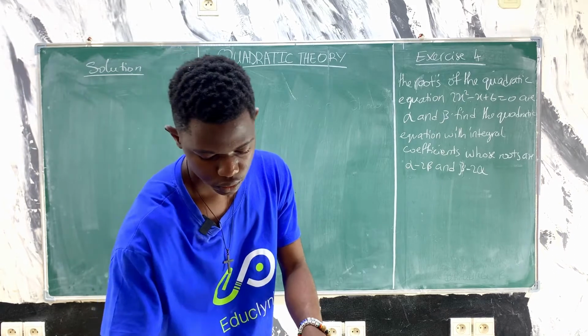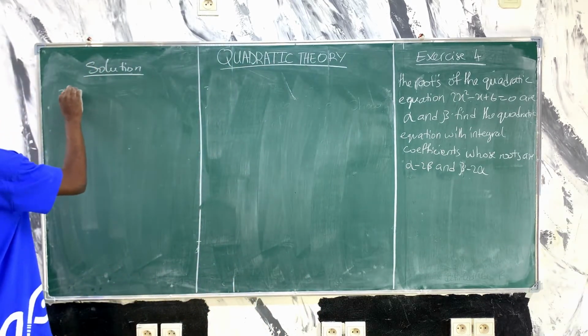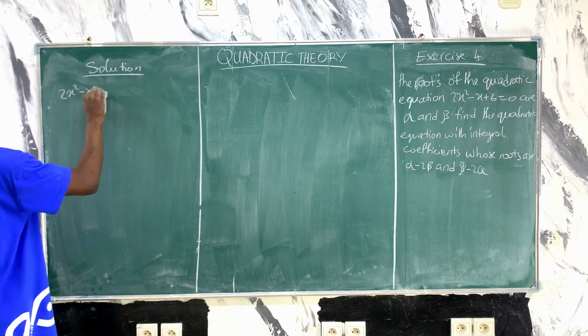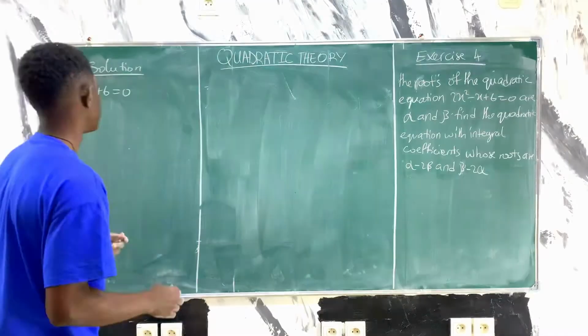So let's write down the equation. You have 2x squared minus x plus 6 equals 0. Okay, let's start solving.